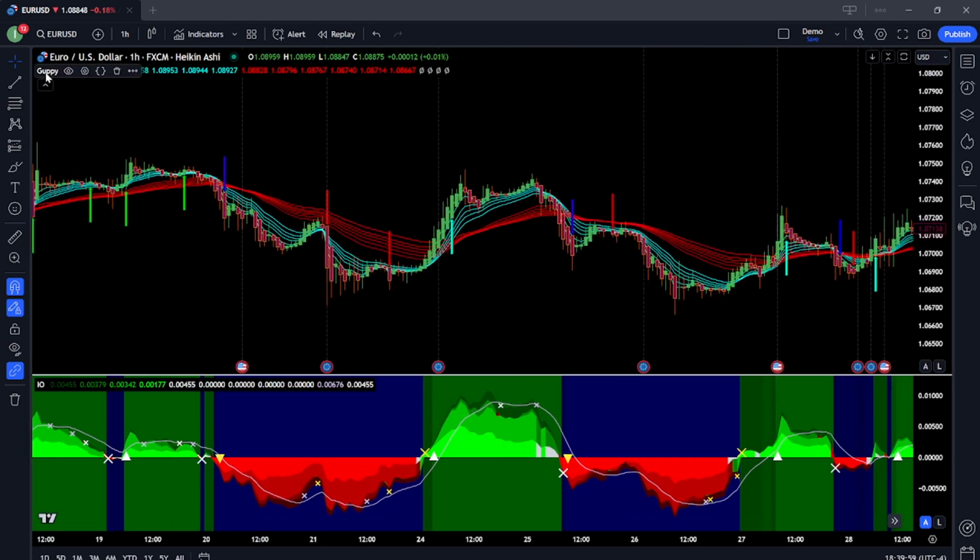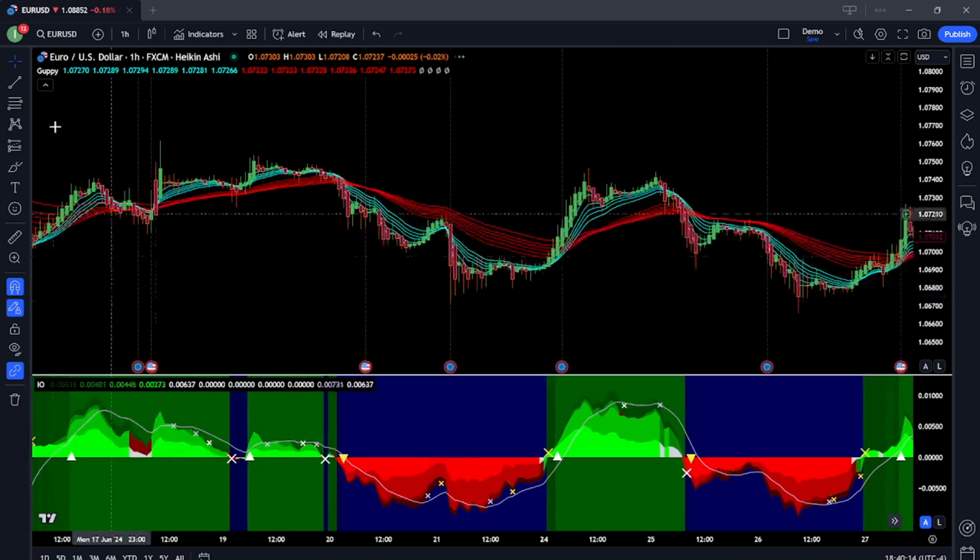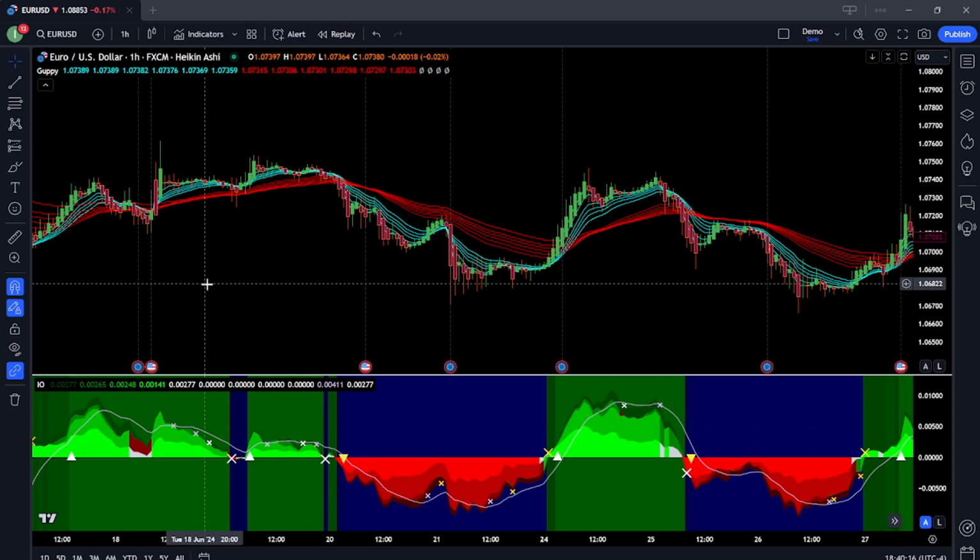So in the Guppy indicator, you can actually get rid of these arrows and alerts. Click OK. And this is all you need.